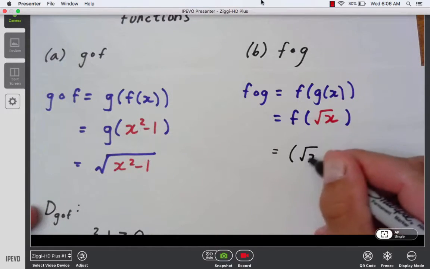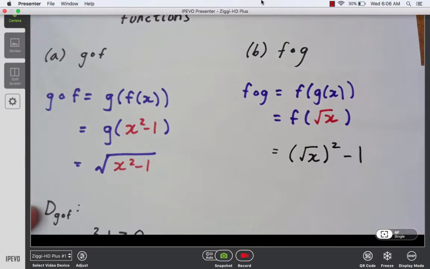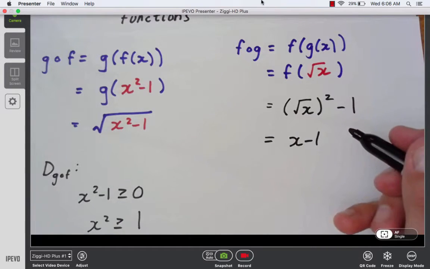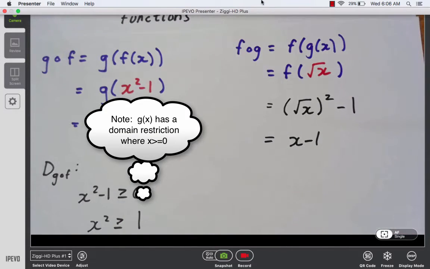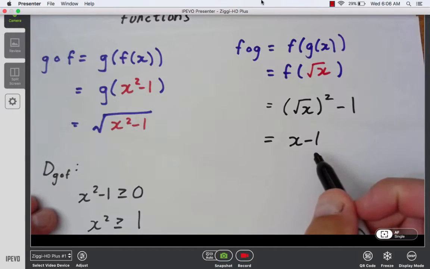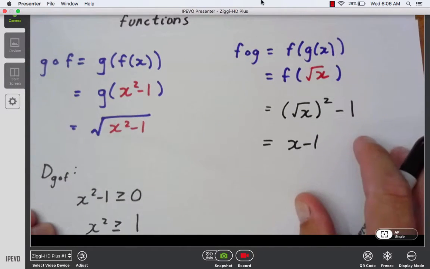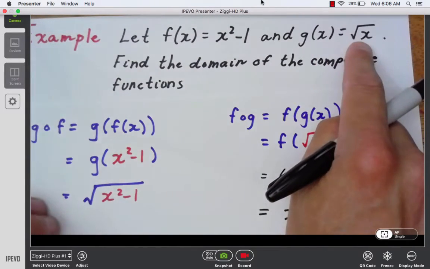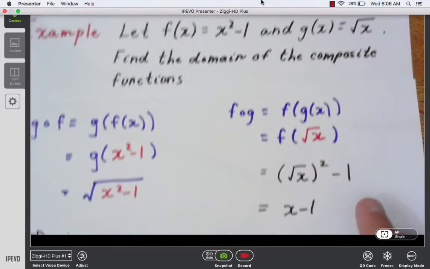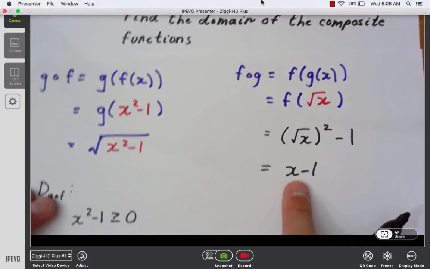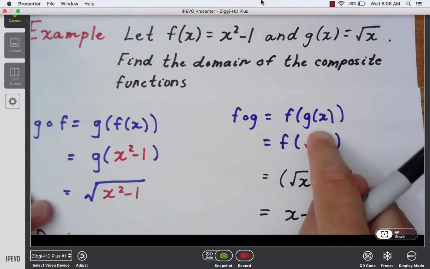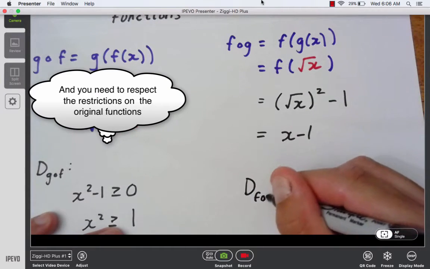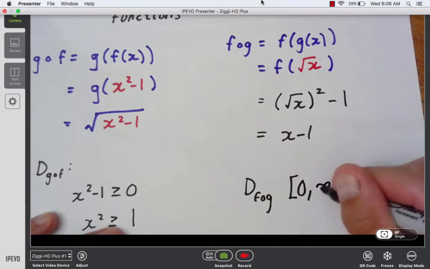So you're going to have the square root of x, squared, minus 1, which ends up being x minus 1. Now, you might say this is linear, so the domain is all real numbers. However, if you look back at the original, g can't take all real numbers. The input to g has to be greater than or equal to 0 here. So you can't just say, well, this is a line, so the domain is all real numbers. The original g of x had a restriction. So the domain here of f of g is actually just from 0 to infinity.